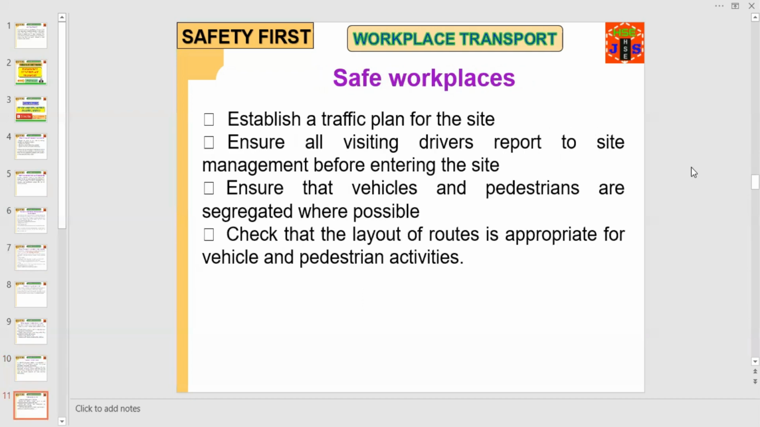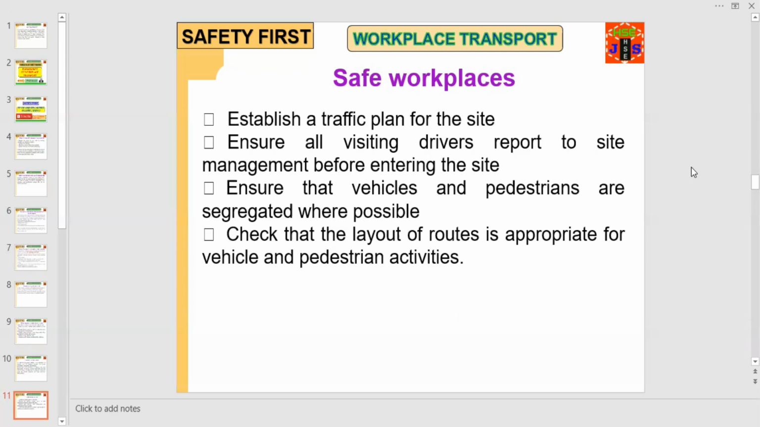The number one solution to avoid or prevent vehicle accidents at site is the provision of safe workplace. Here the question is how we can make our workplaces safe by establishing a traffic plan for the site and the project. Ensure all visiting drivers report to site management before entering the construction site.